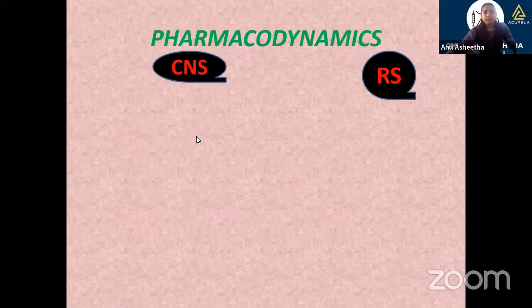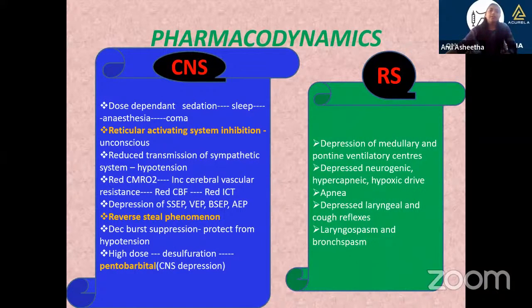So, what does the drug do to the body? Let's see. In the central nervous system, it causes a dose-dependent sedation, sleep, anesthesia, and coma. It also acts on the reticular activating system. The reticular activating system is mainly responsible for the wakefulness of a patient. So when it is inhibited, the patient becomes unconscious.